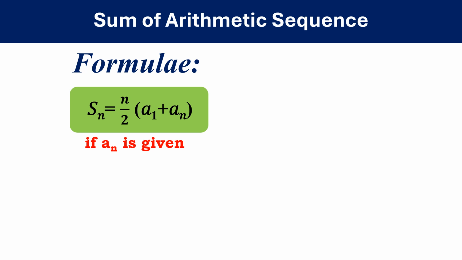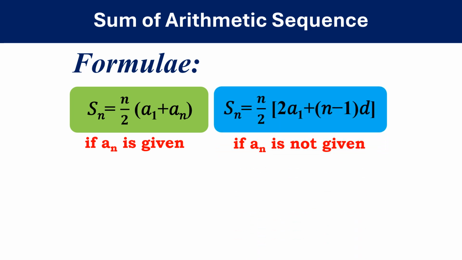Now, what if the last term or a sub n is not given? Then we're going to use this formula. The sum is still equal to n, or the number of terms, divided by 2 times the quantity 2 times a sub 1 plus the quantity n minus 1 times d. So again, the one in blue is used if the last term is not given, and we use the one in green if the last term is given.